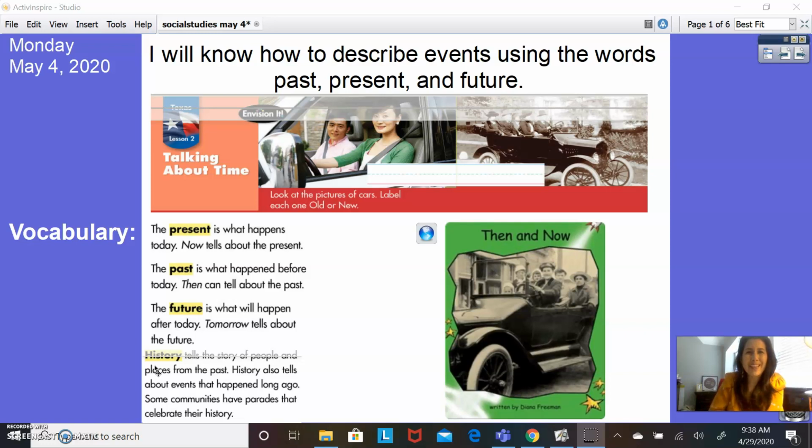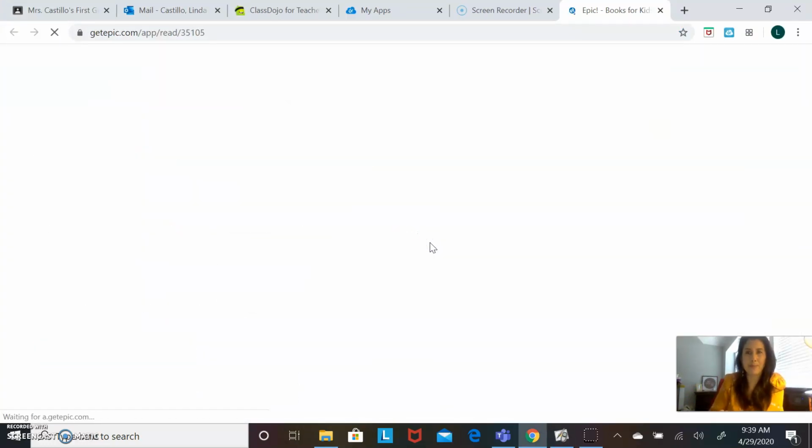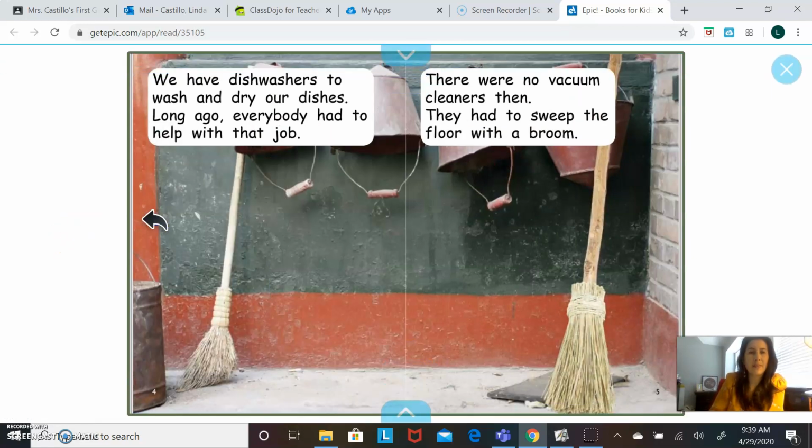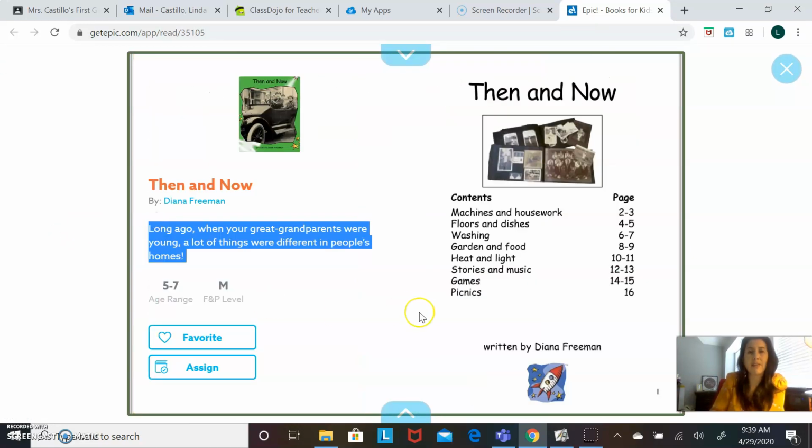So let's go ahead and begin by reading this book called Then and Now. And this talks about, remember, then talks about the past, now talks about the present. Okay. Let's start the beginning of this book. Okay, Then and Now by Diana Freeman.